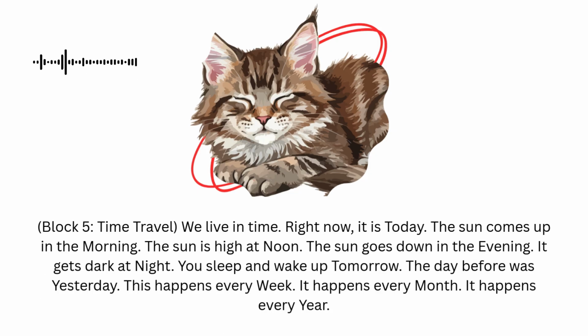Block 5. Time travel. We live in time. Right now, it is today. The sun comes up in the morning. The sun is high at noon. The sun goes down in the evening. It gets dark at night. You sleep and wake up tomorrow. The day before was yesterday. This happens every week, it happens every month, it happens every year.